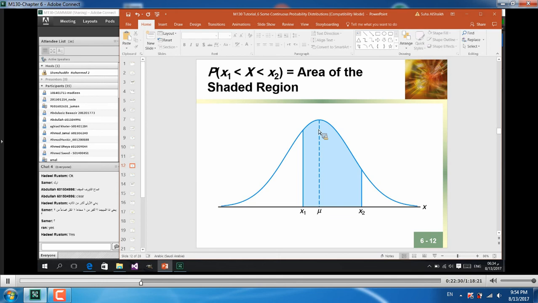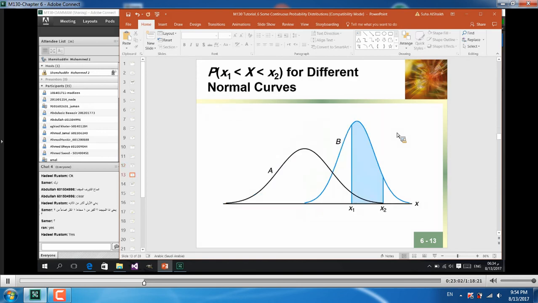So the probability for x between x1 and x2, we know it is nothing but the integration from x1 to x2 of f(x) dx, which we took before in chapter 3. Probability from x1 to x2 is the integration. The integration is nothing but the area under the curve that we have. This is the bell shape. This is x1, this is x2. The shaded area here in blue is the probability. This is my probability.